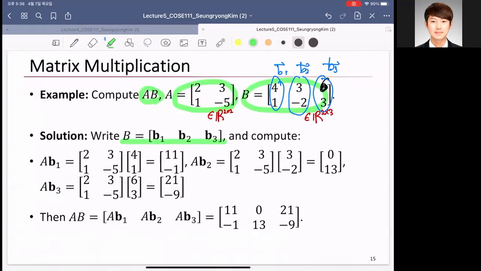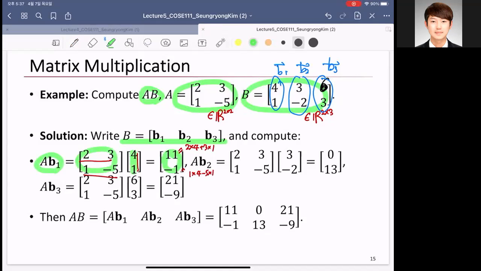Okay, so matrix B looks like this, and we compute AB1. Because A is here, and B1 is here, it's going to be 11, negative 1. We already know this one, right? How can we compute this one? Row column rule, right? Row column rule. So it's 2 times 4 plus 3 times 1. So it's going to be negative 1, and it's going to be 1 times 4, negative 5 times 1. So it's going to be negative 1.